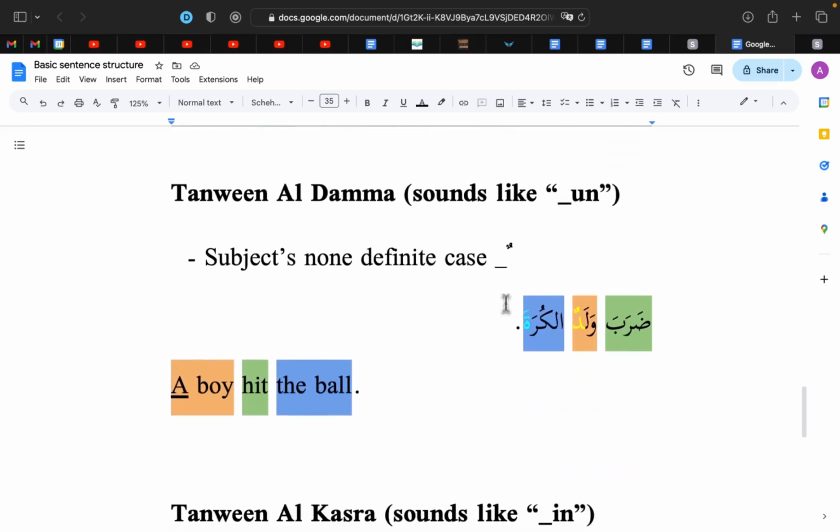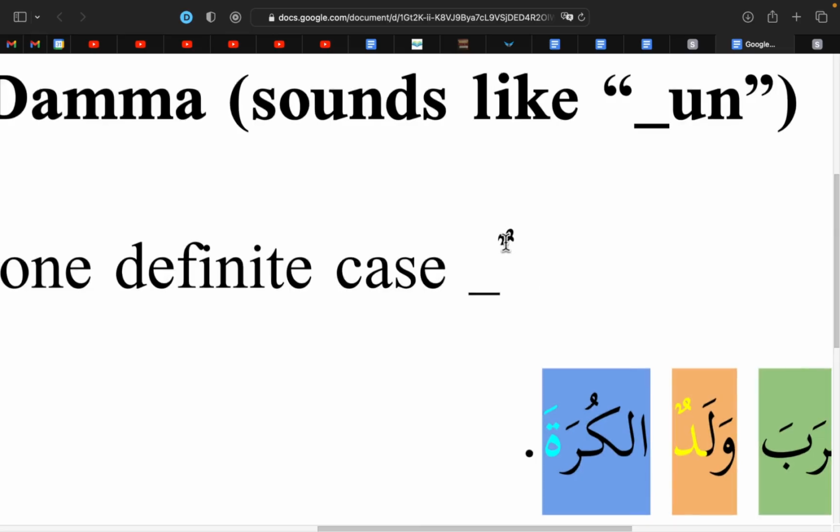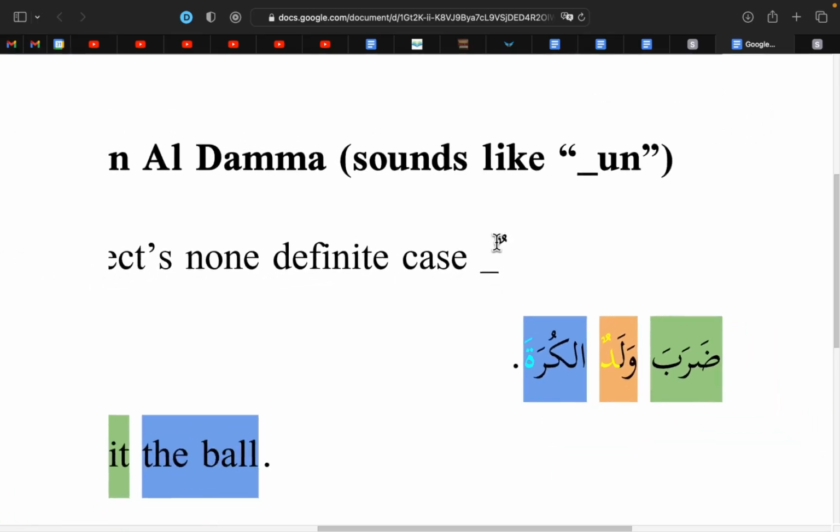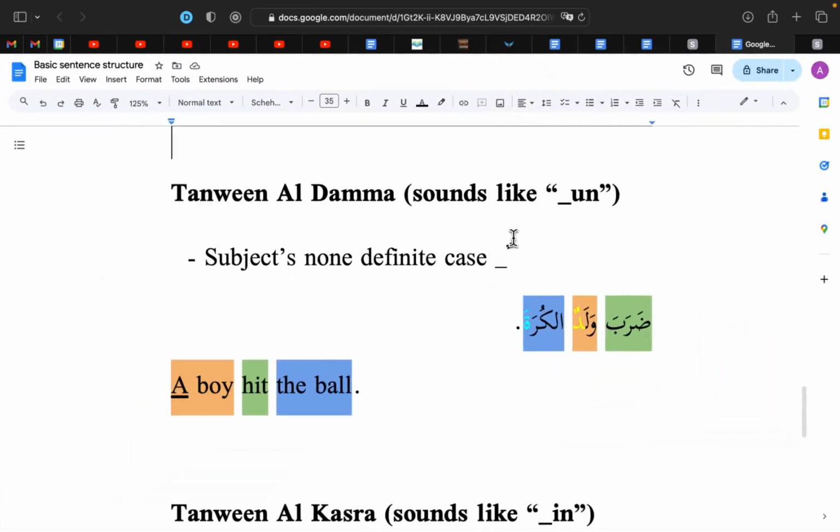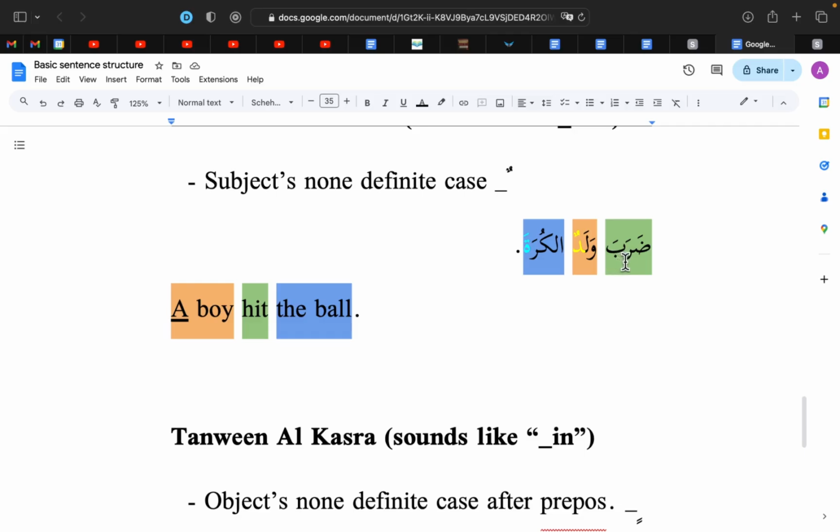Tanween al-dhamma sounds like un. It is for the subject's non-definite case. And it looks like a little waw with a squiggly line at the end of it. Or sometimes you'll see a double dhamma. So two dhamma. Let's look how it works. ضرب ولد الكرة. We drop the al in front of the subject. Now it's in the non-definite case. So a boy hit the ball. We don't know which boy. It's some boy that hit the ball. ضرب ولد الكرة.